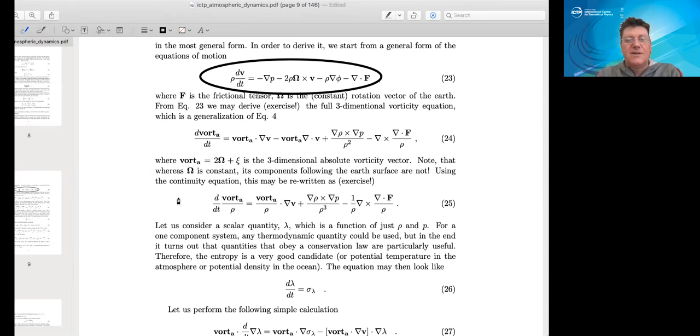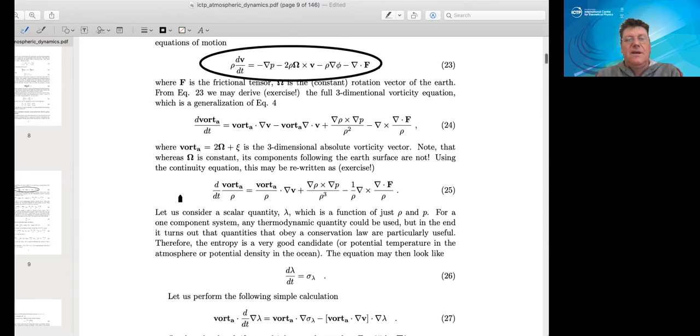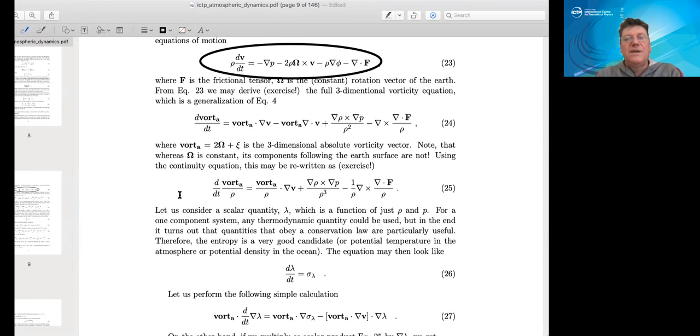And omega is constant, and that is used during this derivation. Now, using the continuity equation, you can eliminate this term here.